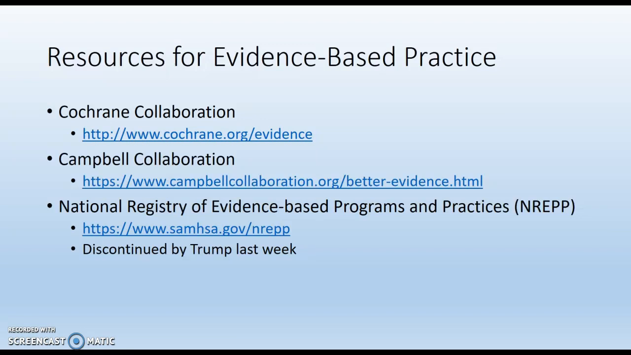The Cochrane and Campbell collaboration will give you literature reviews on different evidence-based practices. They will put them in language that is hopefully a little bit easier to understand. Their job is to really take a survey of what is known about a given area, and then to put that information together in a way that is easily digestible and understandable for practitioners.